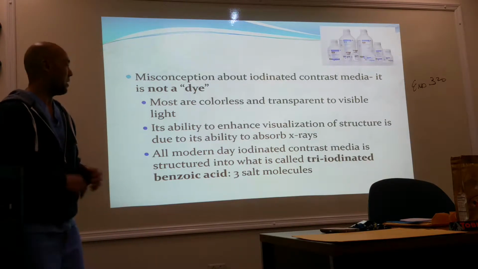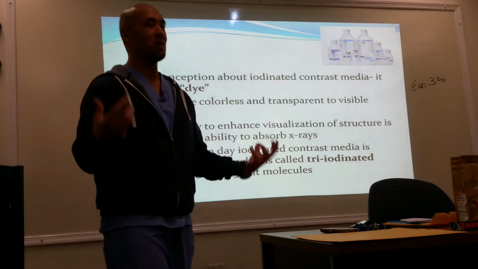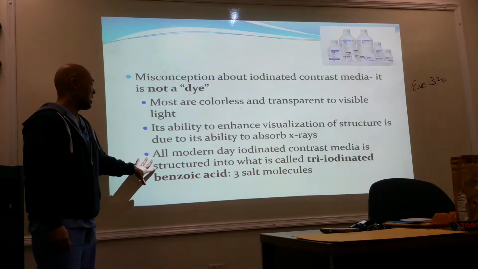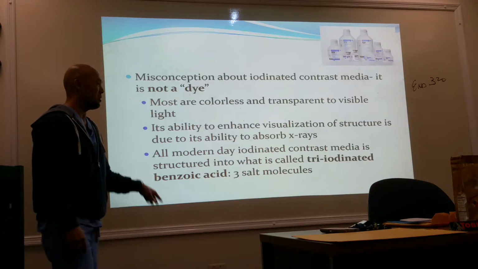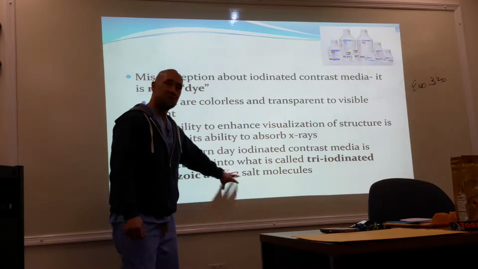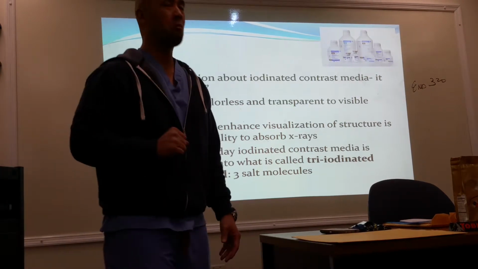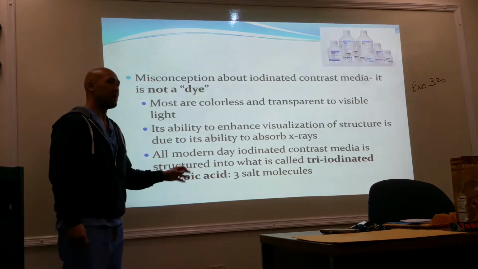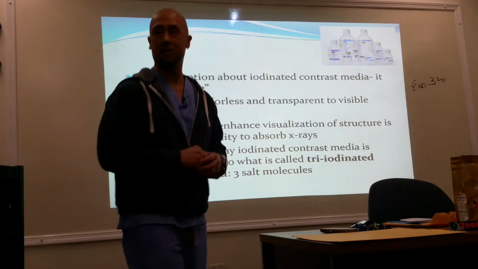I'm trying to keep it as basic as possible because I'm not a chemist and I don't really know the physiology behind molecules and things like that, so I'm just going to be straight up honest with you. All modern-day iodinated contrast is structured into what is called a tri-iodinated benzoic acid, or a salt molecule, just like Morton salt, right? The salt in the iodine is going to be the main component in producing this opaque image on a radiograph.